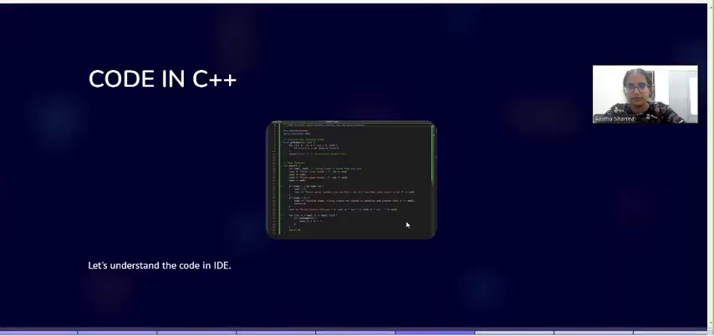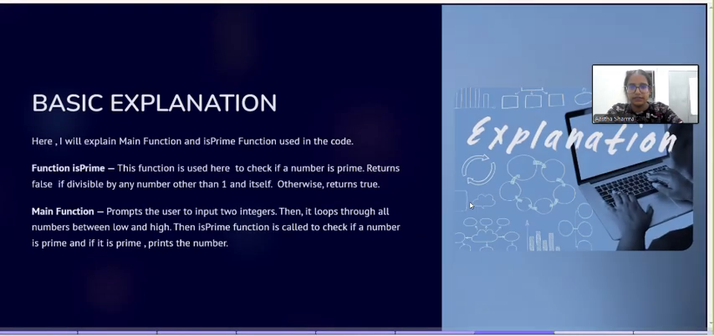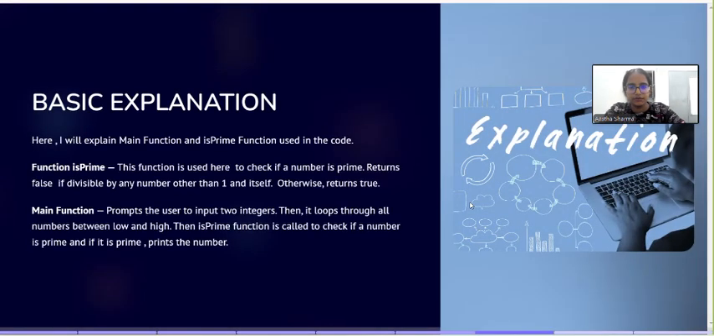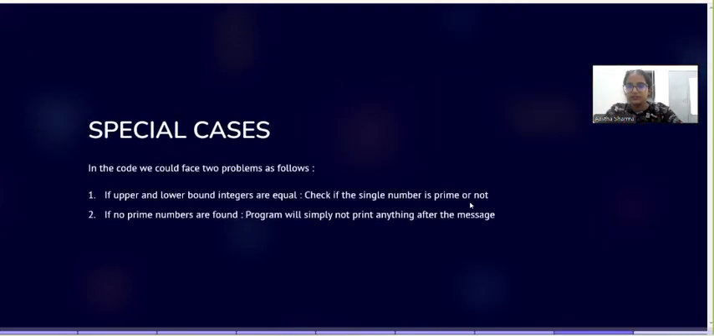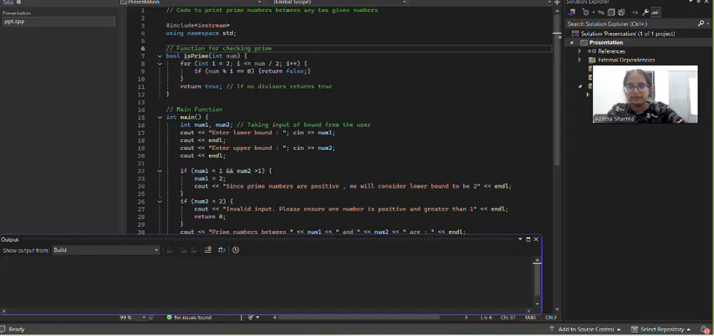Now again, getting back into our code, here is the basic explanation which I have already explained to you. So here we can also face some special cases, such as when the upper and lower bound integers are equal. In this particular case, our code will check if the single number is prime or not and will print accordingly. And if no prime numbers are found, the program will simply not print anything after the message. Let me show you the example by running the code for these two special cases also.